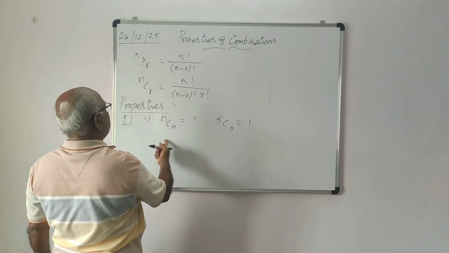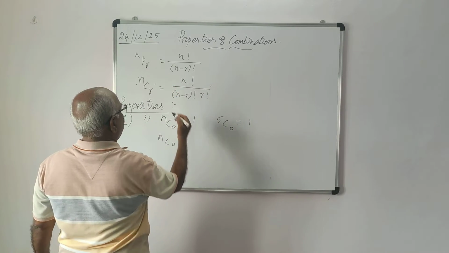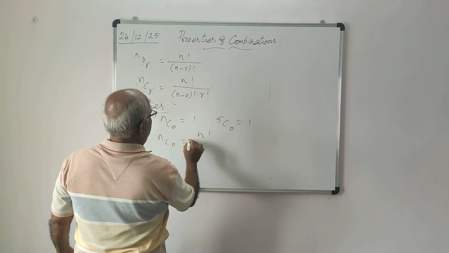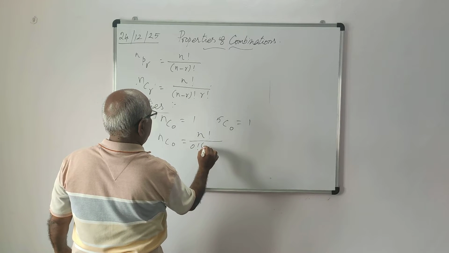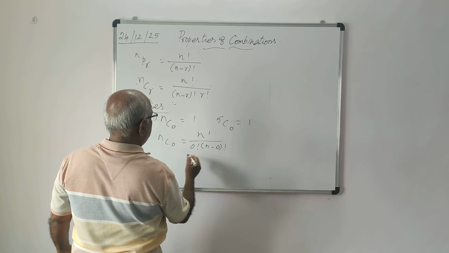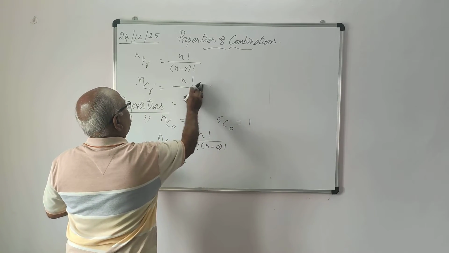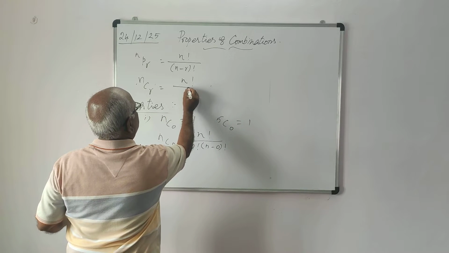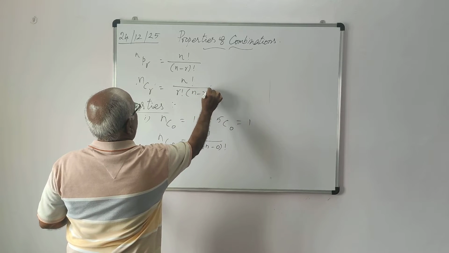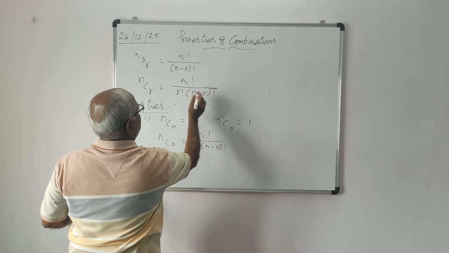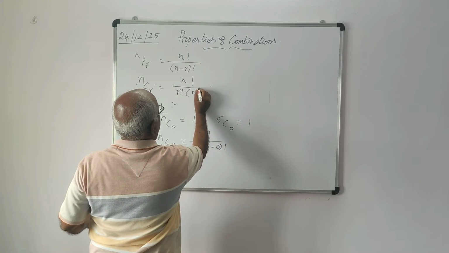This can be derived from the nCr result also. nCr equals n factorial by r factorial into (n minus r) factorial. We can also write it as r factorial into (n minus r) factorial, or (n minus r) factorial into r factorial, whatever it may be. Both are correct.